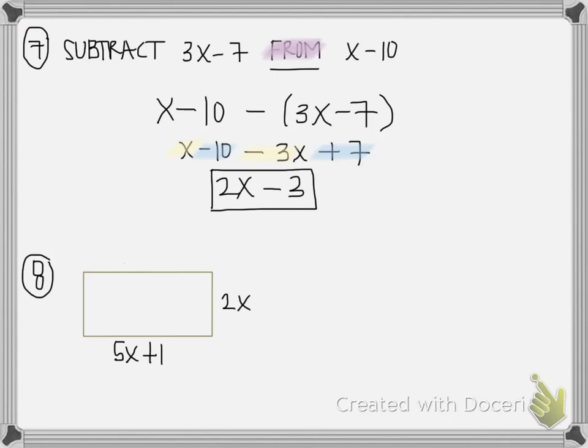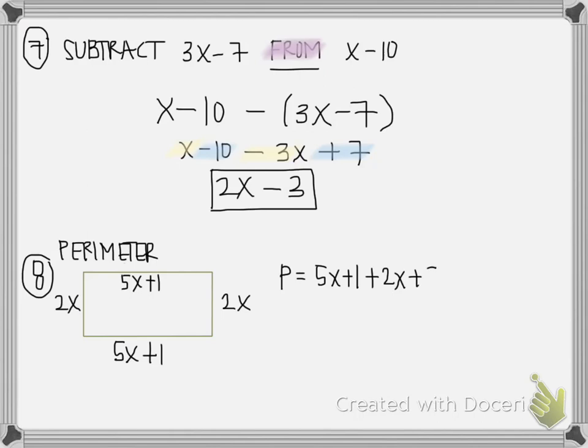Okay, what about here? If I wanted to find the perimeter of the rectangle, remember the perimeter is all the sides added together. Also you need to note that across from each of the rectangle's sides, they are equivalent. So that side would be 2x, and then this top side would be 5x plus 1. So the perimeter here would be add up all the sides. So 5x plus 1 plus 2x plus 5x plus 1 plus 2x.